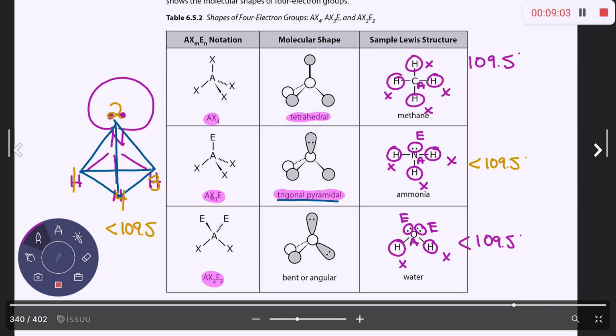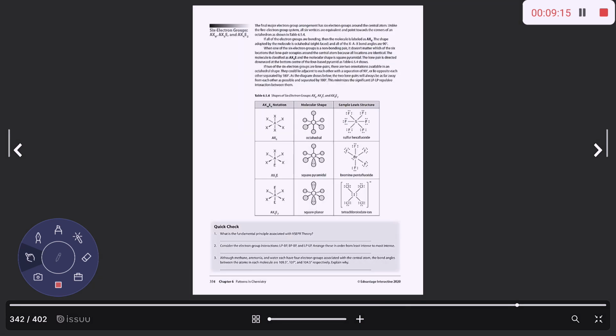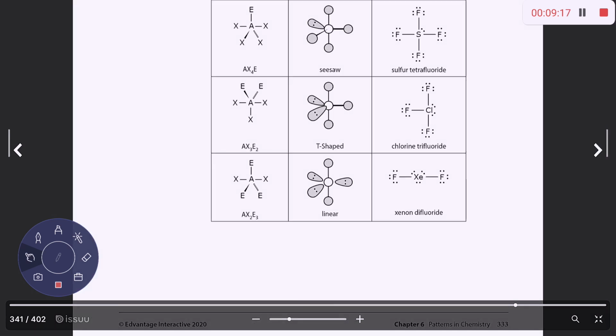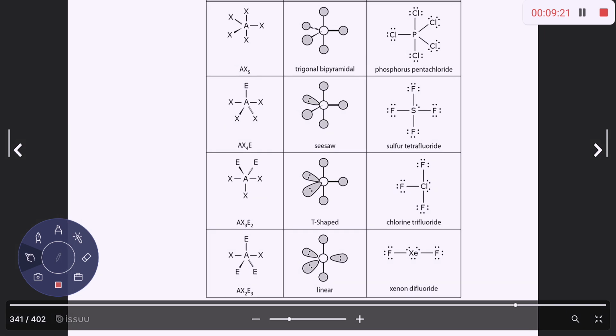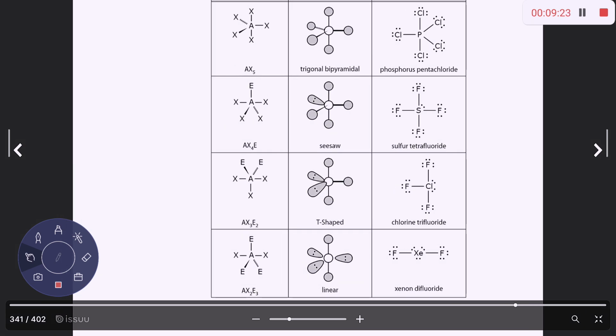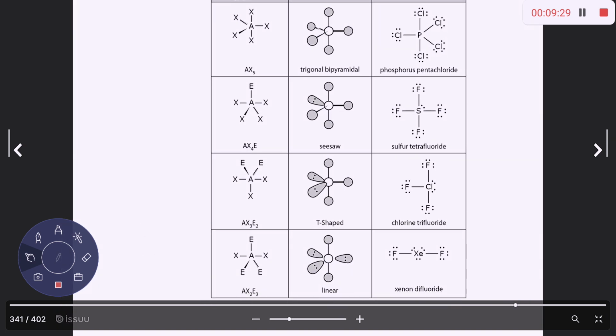Okay? All right. Now, we good here? Yeah? Okay. Let's take a look at the next page. These are more advanced shapes. These are shapes that you will typically see in honors or AP. They don't appear as often, but they are here as a reference.